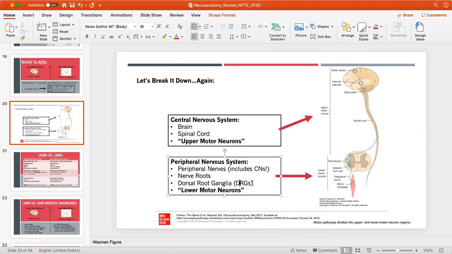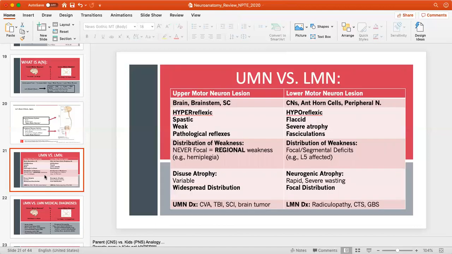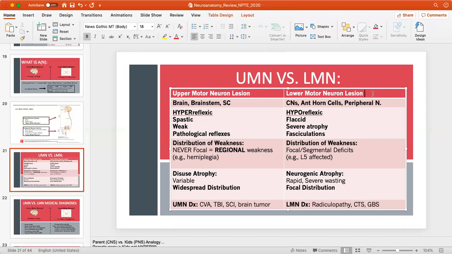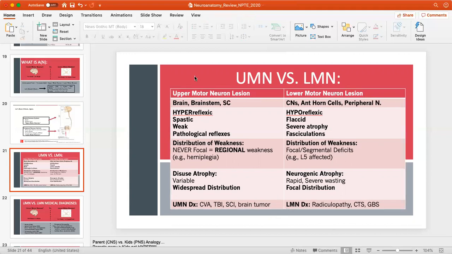So here we see the central nervous system is made up of the brain and spinal cord, upper motor neurons. The peripheral nervous system is made up of peripheral nerves, nerve roots, DRGs, which are sensory, remember, and then lower motor neurons, which are the motor contribution. So this is a little chart for your reference. I don't want to go through this in a lot of detail, but this is comparing upper motor neuron lesions with lower motor neuron lesions. And so they're different presentations based on where in the nervous system we have deficits or dysfunction.